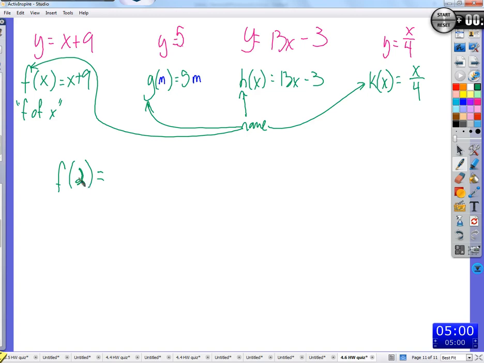So if the input is 2, into the function that we're calling f. How do we do that? How do we let x be 2 in this function? What's that going to look like? Or what are we going to get as a result? Just let x be 2. Let x be 2, what do you get? If I let x be 2, what do I do with x? I add 9 to it. What do I get? 11. So what's f of 2? It's 11.